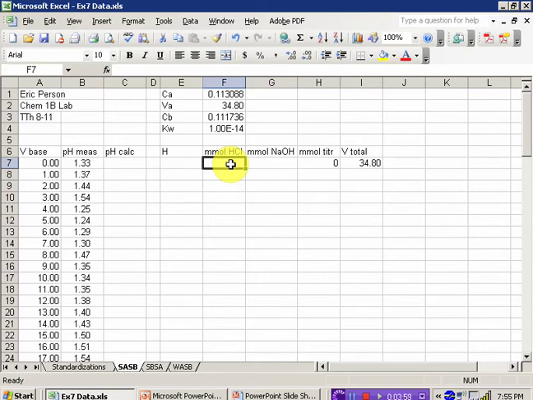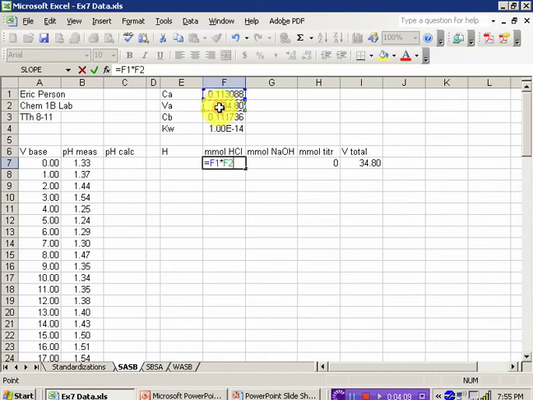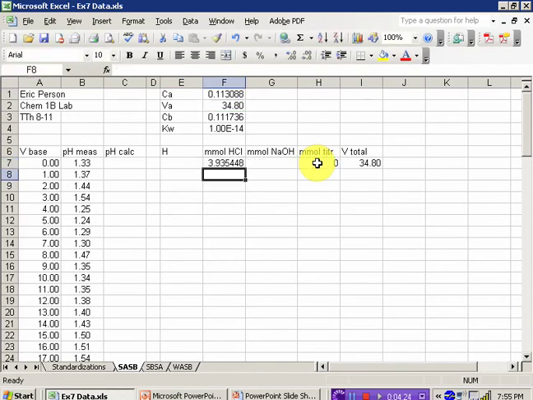So I'm going to start in the initial phase of the titration calculating the amount of HCl that remains in solution. And that's going to be equal to the amount I added at the beginning, which is the concentration times the volume. That gives me millimoles. Both of those should be absolute cell references. And then I'm going to subtract whatever sodium hydroxide I've added that's neutralized some of that acid. And that's the millimoles of titrant added.